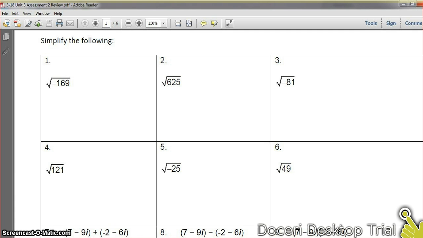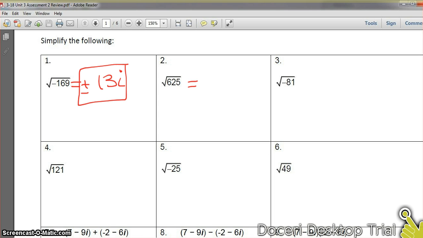Number 1. If you want to simplify this, it means you have to try to find what the square root of 169 is, and that is 13. Since you have a negative under the radical, your answer will have an i. The reason is that when you square root a negative number on the calculator, you're going to have an error. So the square root of a negative number does not really exist. So i represents an imaginary number, and every time you square root a number, the answer should have a plus or a negative. So plus or minus 13i.